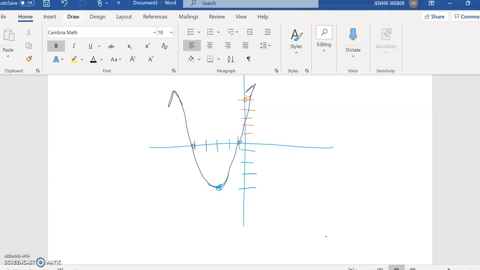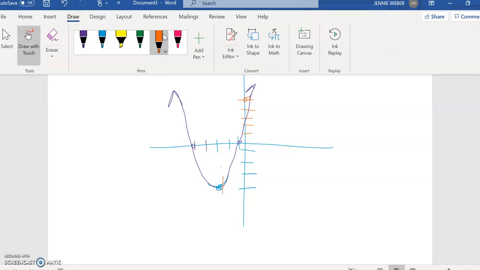My axis of symmetry is always going to go right through the x-coordinate of the vertex. So this is x equals negative 3. Okay? And I can see that these are nicely equidistant each way.